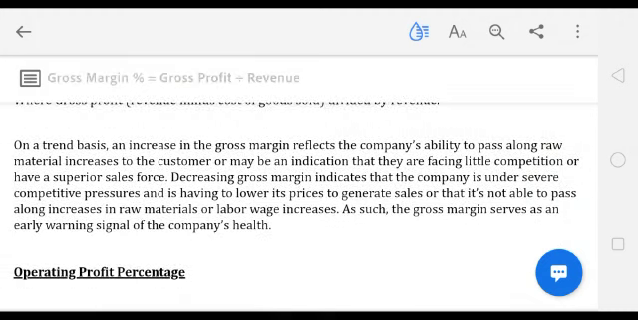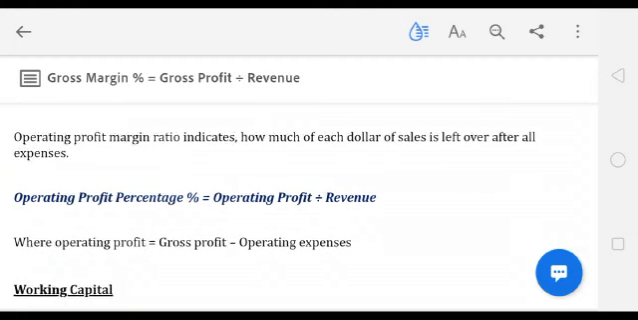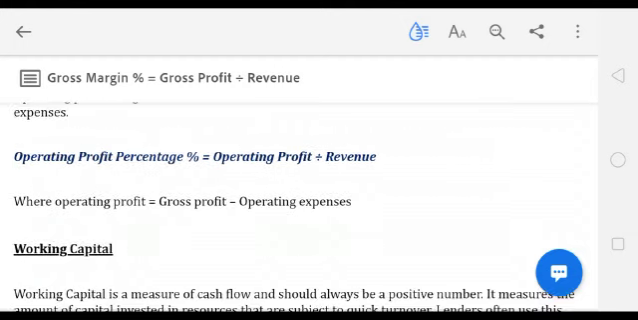Now, what is operating profit percentage? Operating profit margin ratio indicates how much of each dollar of sales is left over after all expenses. It can be calculated by dividing it by revenue, where the operating profit is gross profit minus operating expenses.